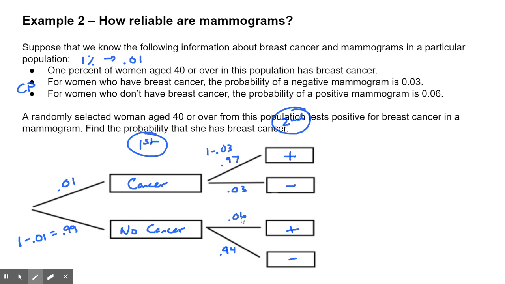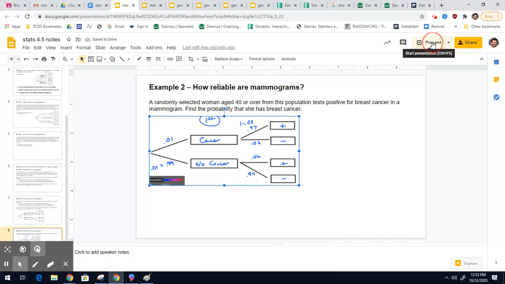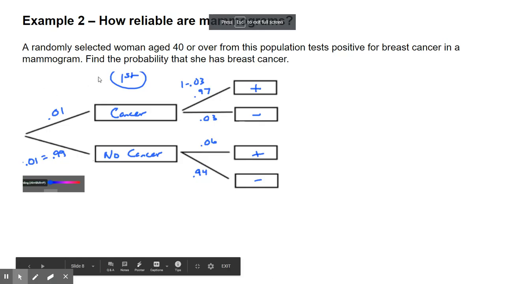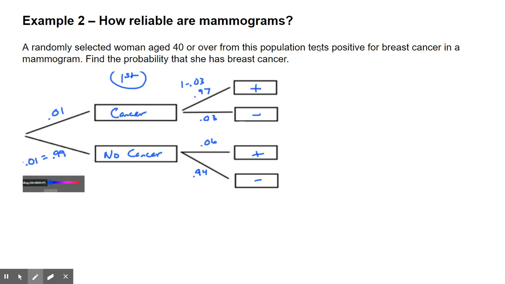So I'm going to copy and paste this onto the next slide, and we're going to take a look at the actual problem. Okay, so let's reread the question. A randomly selected woman aged 40 or over tests positive. So we know she tests positive. This is the given. We want to find the probability that she has cancer. So let P be for positive and C be for cancer. We want to find the probability that someone has cancer given that she tested positive.